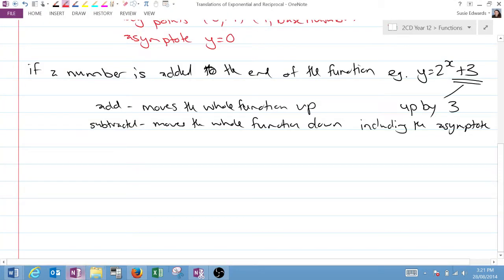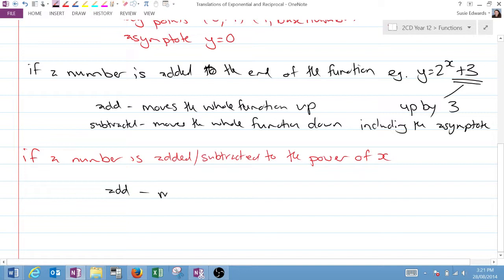So for our notes, I messed up my colours, but that's okay. If a number is added or subtracted to the power of x, if it's added, it moves the whole function to the left. If it's subtracted, it moves the whole function to the right.